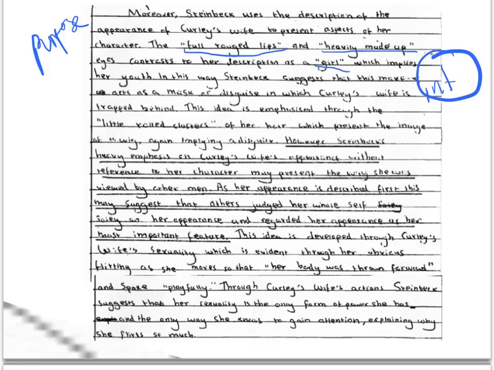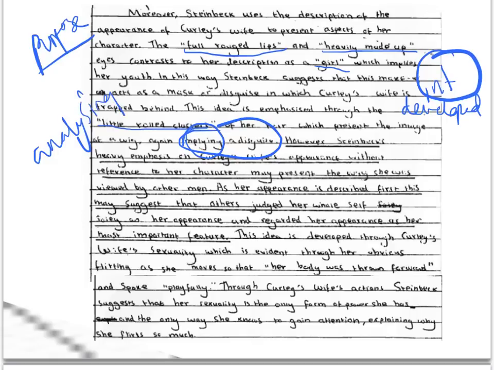You've got interpretation here, and once more, it's focusing on Steinbeck's purpose. "This idea is emphasised." So we've got developed points: "through the little rolled clusters of her hair, which present the image of a wig, again implying a disguise." As soon as I see words like "implying", I can see that this student is really focusing on analysing. However, alternative interpretation.